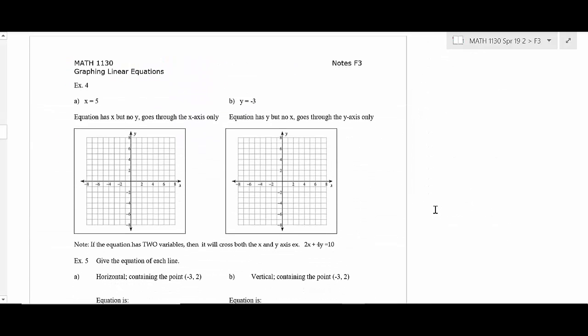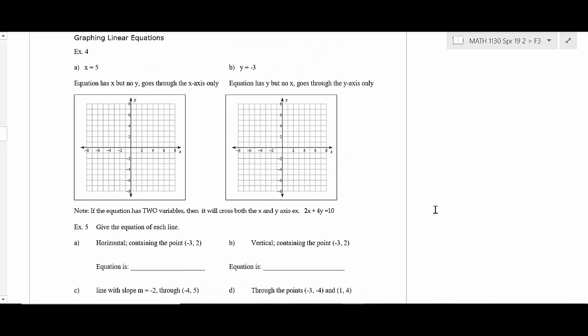And we're going to do some graphing. And then most of the rest of the section, we're going to work with equations of a line. Okay? All right. The next two graphs right here are the easiest graphs there are to do.